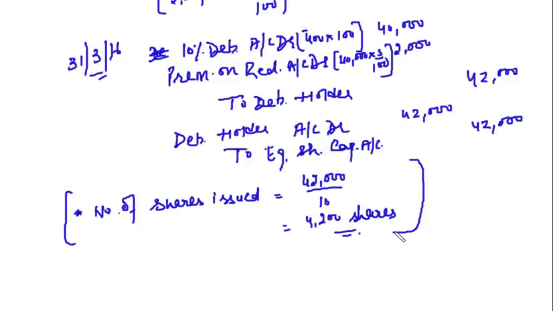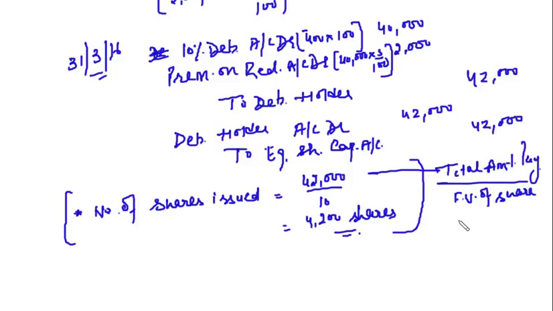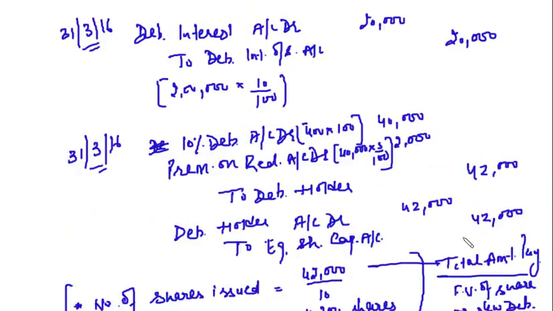Right? So whenever you are getting this type of question where you have the redemption by conversion, always calculate the number of shares that are being issued or the number of new debentures that are being issued. How will you calculate this? Total amount payable divided by face value of share or new debenture. Clear? This much is clear, friends.